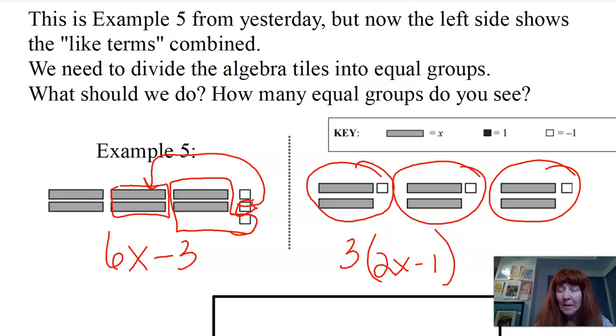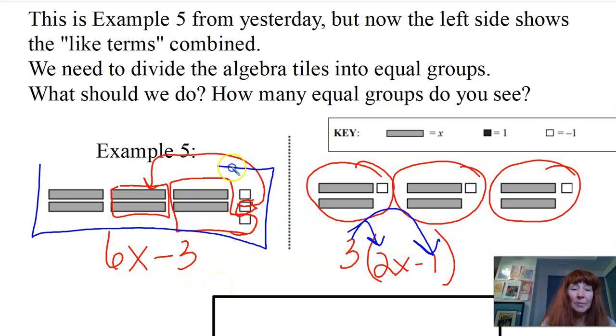And I can check it by distributing and making sure I get the same answer that I have over there. 3 times 2x is 6x. 3 times minus 1 is minus 3. So today, you're going to see all the terms, the like terms are grouped together, and we're going to try to make groups by dividing them into equal groups.